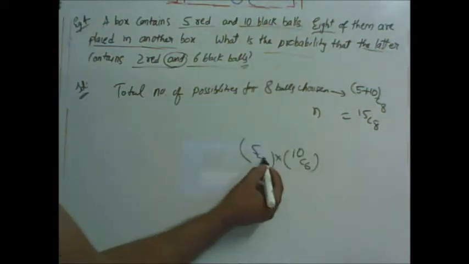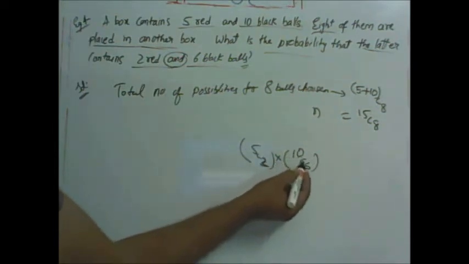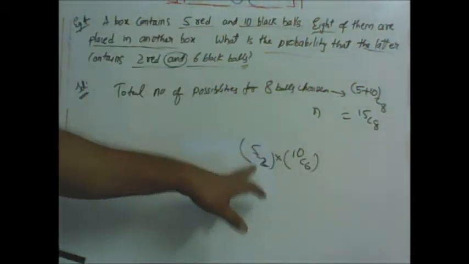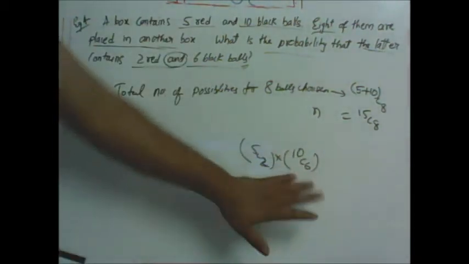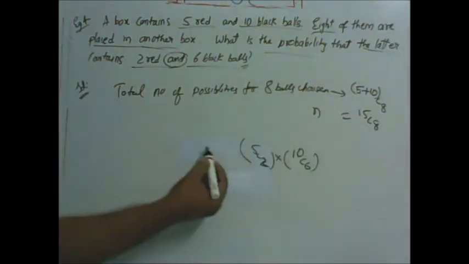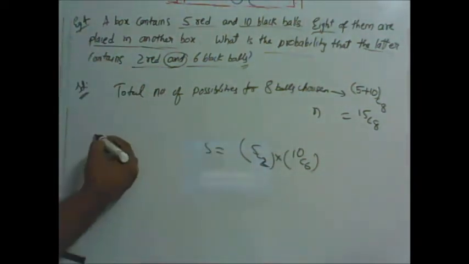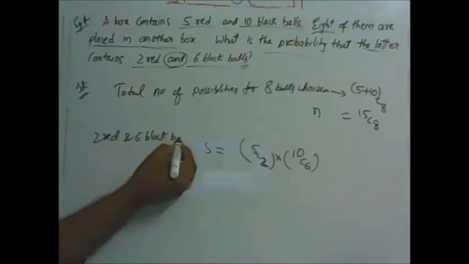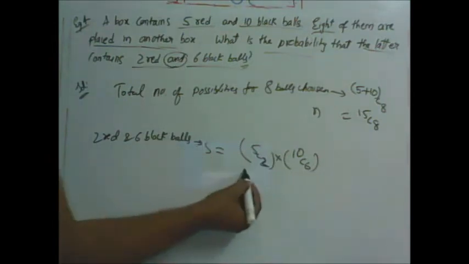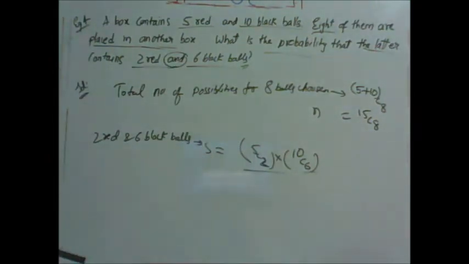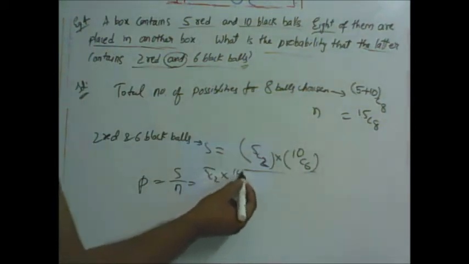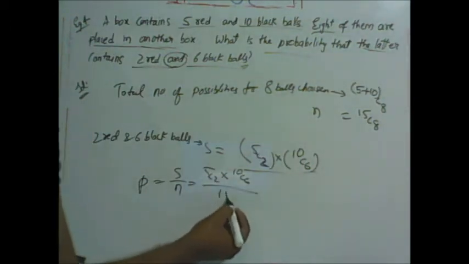So 2 out of 5 we can choose any 2 red. Out of 10 we can choose any 6. At random, when we are taking 8 balls, we can get any 2 balls out of 5, any 6 balls out of 10. This is the chance of success. So S, meaning for 2 red and 6 black balls, success S equals 5C2 into 10C6. So the probability is S by N, which is equal to 5C2 into 10C6 divided by 15C8.